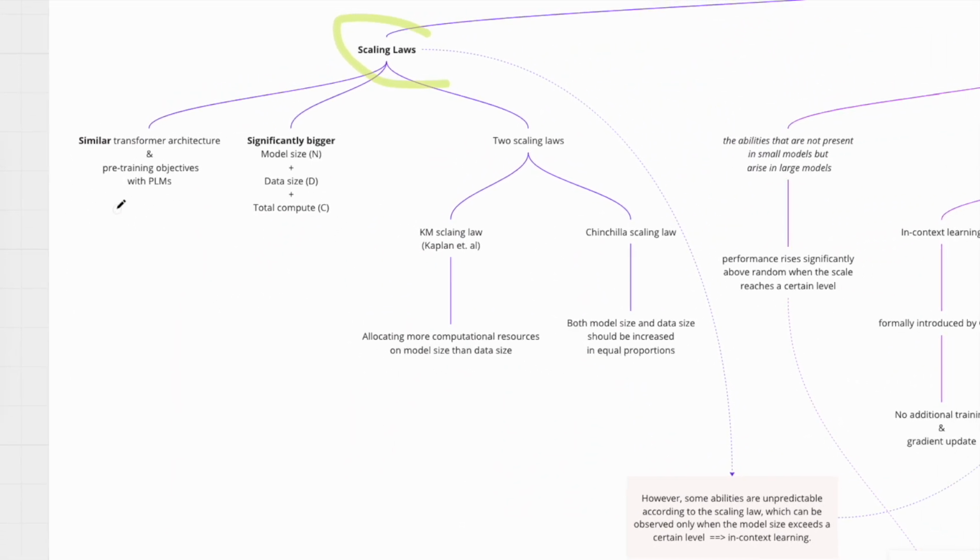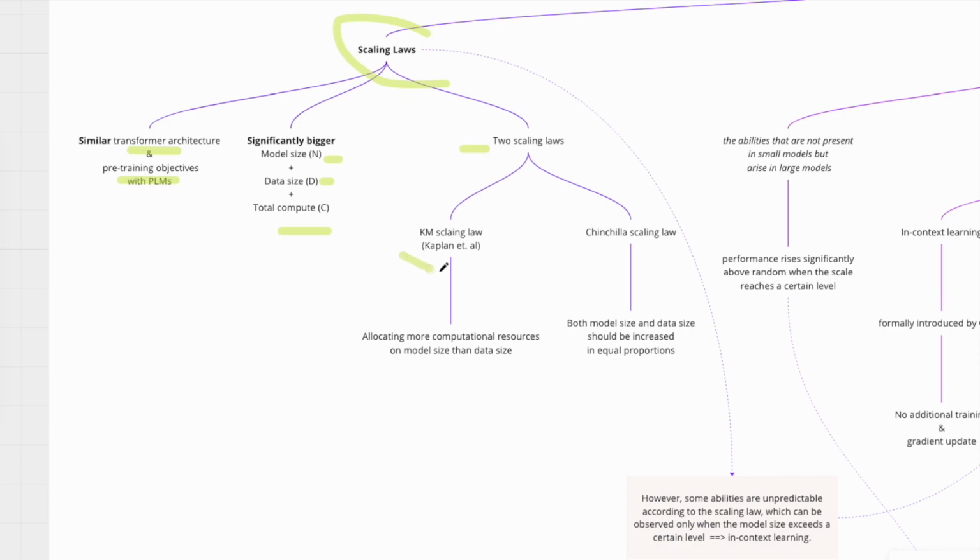I mentioned that LLMs and PLMs have similar objectives and architecture, the transformer architecture. However, performances and abilities are not similar. The first reason is that LLMs are significantly bigger in terms of model size, data size, and total compute. Then the question: should we increase the model and data size as much as possible to increase the performance of LLMs? In other words, are bigger models always better? Not exactly, we have different approaches about scaling laws. So let's look at them.